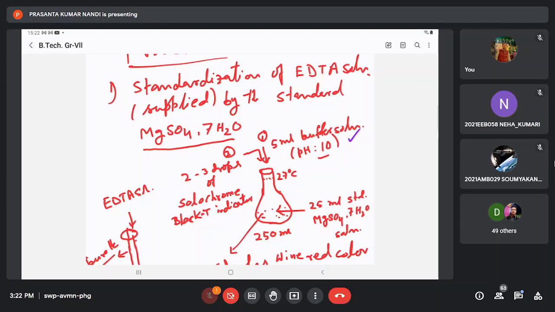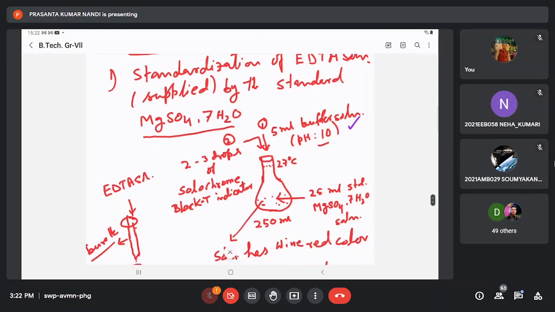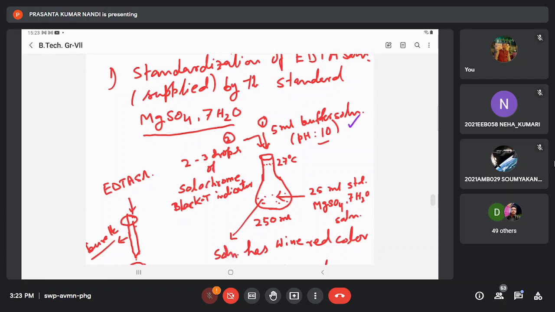Standardize means you do not know the exact or correct strength of the EDTA solution, and that you have to determine by using a standard solution, that is magnesium sulfate solution. What is the procedure? This is a conical flask that I have shown here. There you have to take 25 ml standard magnesium sulfate solution.